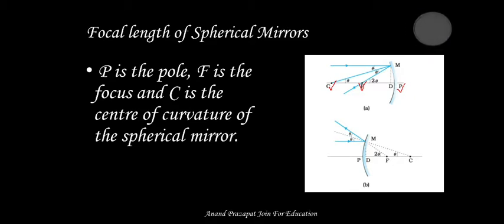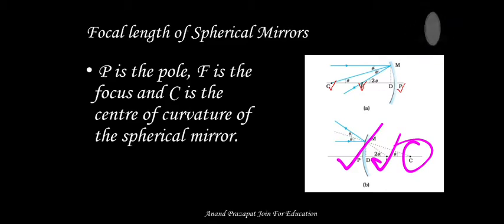In the case of a concave mirror, this figure is of a concave mirror. This figure is of a convex mirror. The distance between P and F is known as the focal length, and the distance between P and C is known as the radius of curvature. Radius of curvature is 2 times the focal length.